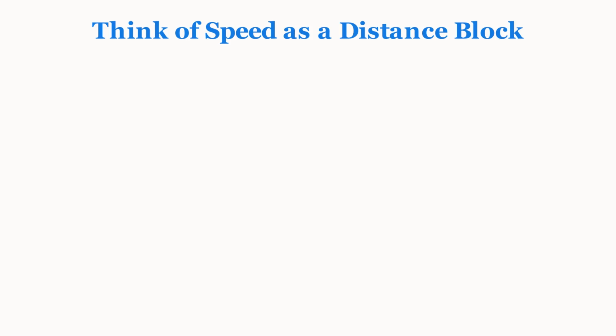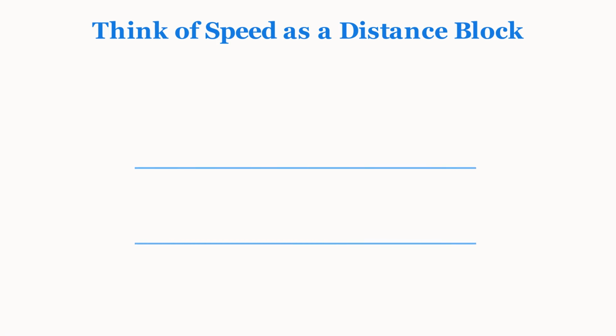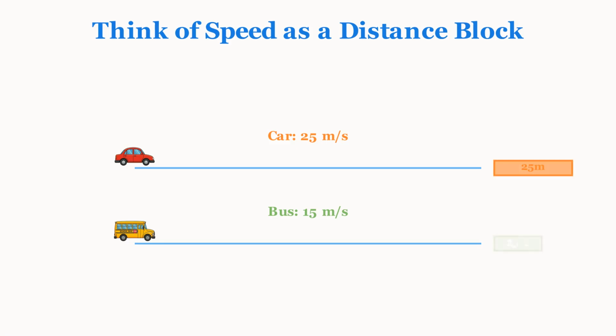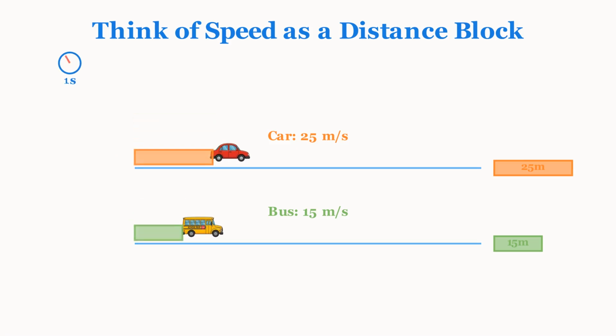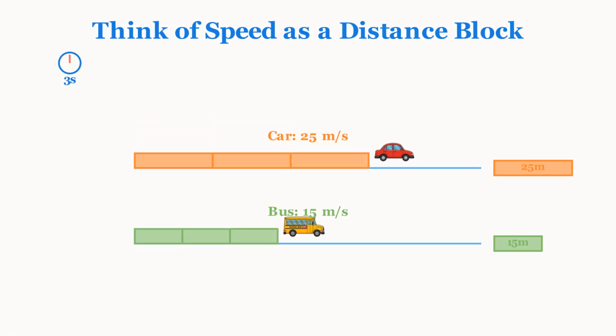Here's a powerful way to think about speed. Imagine speed as a distance block, the distance an object covers every second. Let's compare a car traveling at 25 meters per second and a bus at 15 meters per second. The car's speed block is 25 meters, that's how far it travels every second. The bus's block is smaller at 15 meters. Watch what happens over 3 seconds. Each block stacks up showing the total distance covered. After 3 seconds, the car has traveled 75 meters while the bus covered only 45 meters.